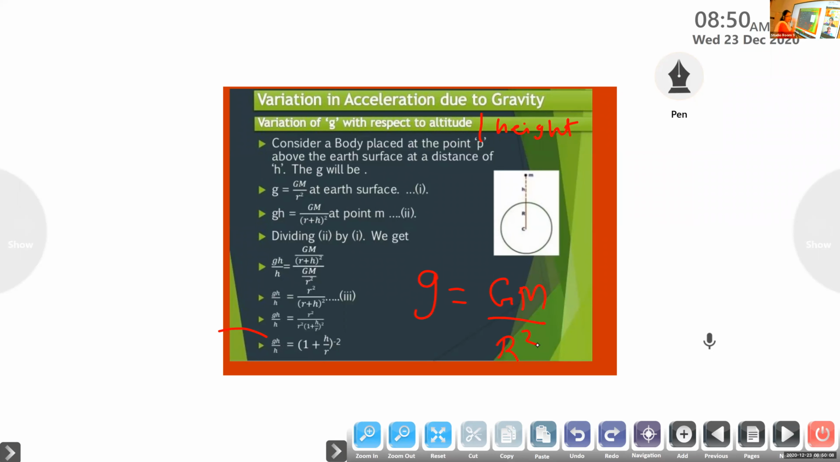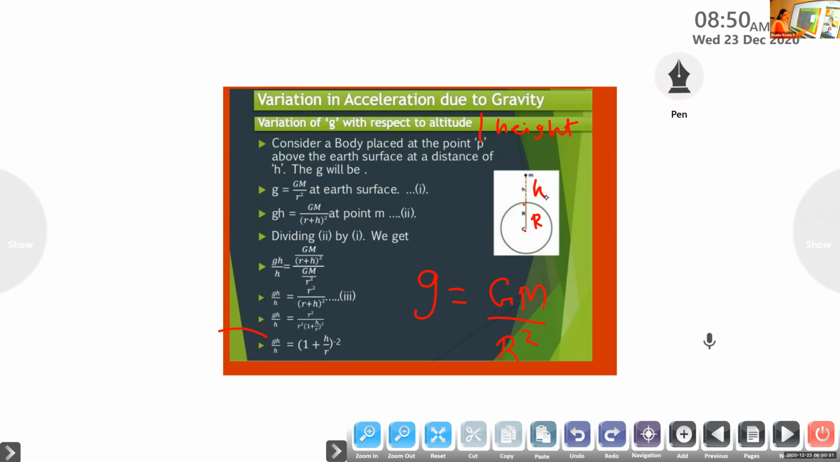You know that the distance from the center of the Earth to the surface of the Earth is the radius. From the surface of the Earth to the object of mass m, we consider the height h. Therefore, what will be the total distance from the center of the Earth to this object at a particular height, Nandana? R plus h. Okay, you understood.